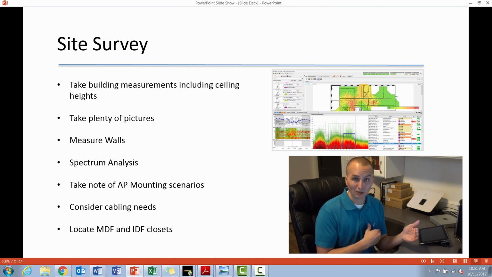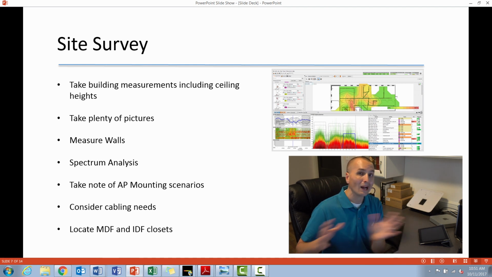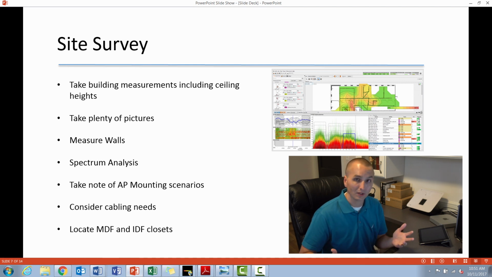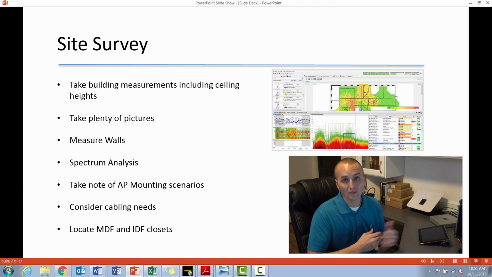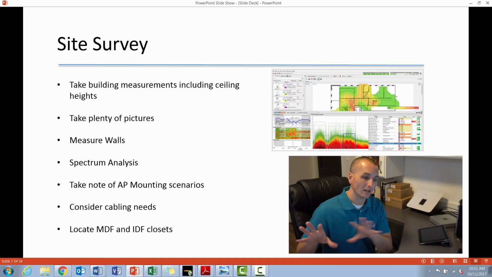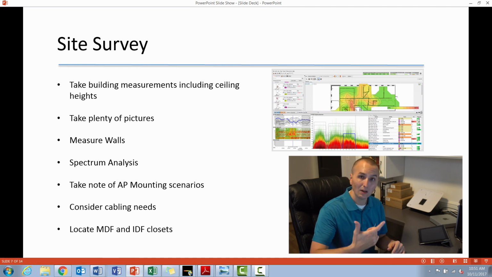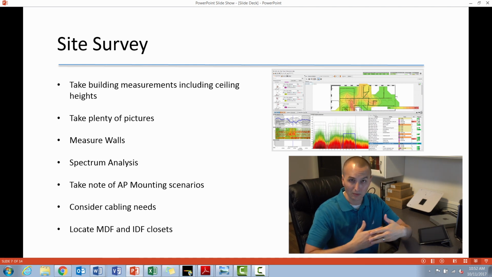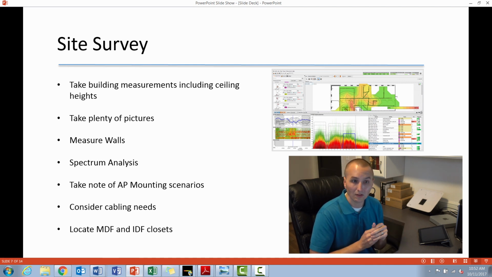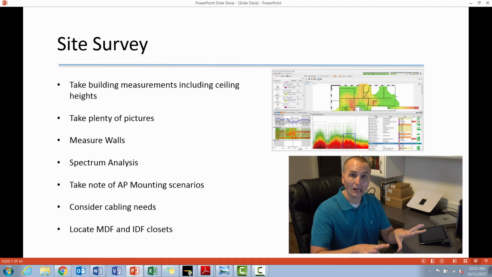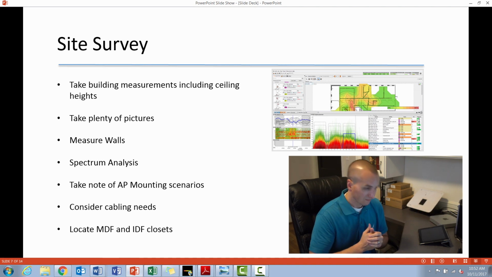So those measurements are very important, and take plenty of pictures. Not only is it going to be helpful for you when you're back at the office working on your design, those pictures are going to help jog your memory of certain aspects of the facility, as well as, and we'll talk about this later, your installers. Typically, I'm not the guy mounting the APs or running the cables, so I've got to hand off those reports to that installer. Pictures are very helpful, so that what I'm designing is how they're installing.